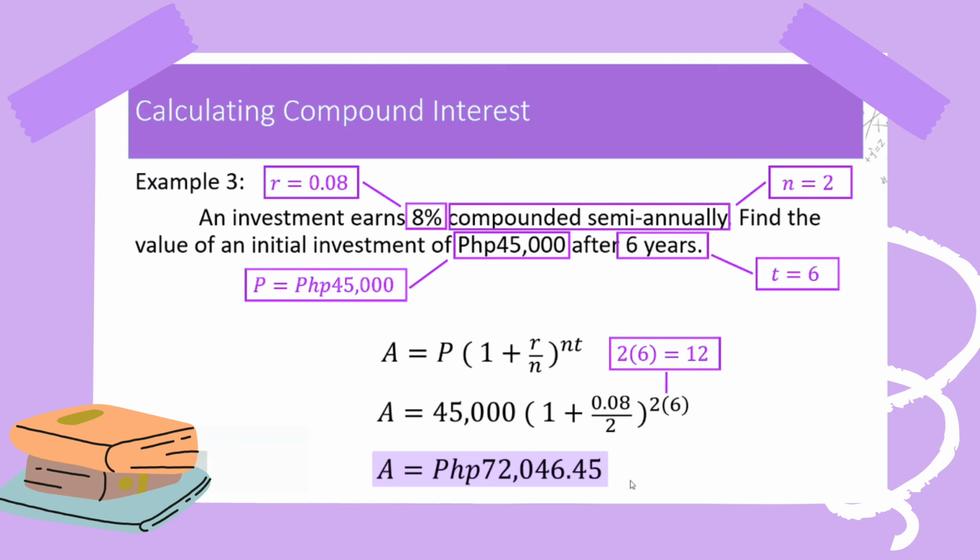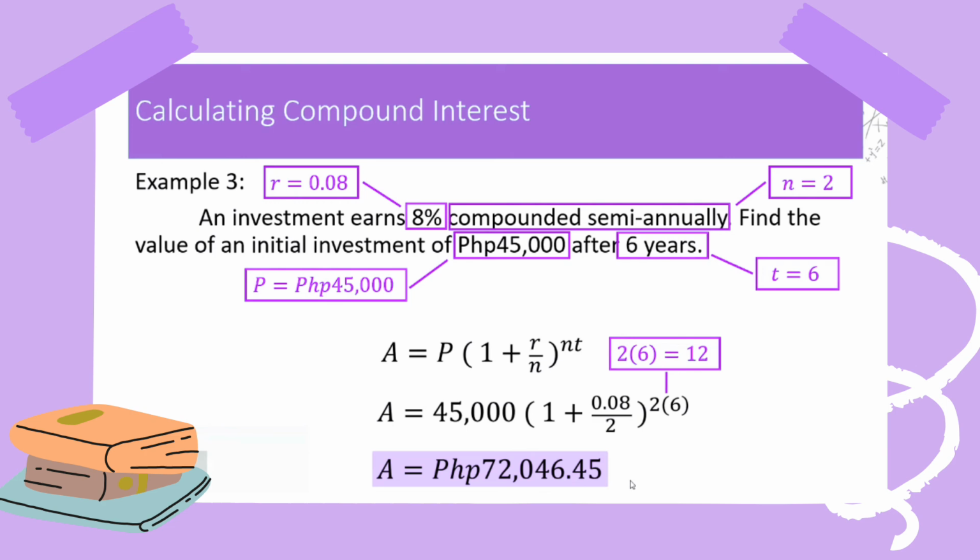Then multiply it by 45,000. 45,000 times 1.600921 is equals to 72,046.45 pesos. So, after 6 years, the total amount will be 72,046.45 pesos. Ibig sabihin, kung nag-invest ka ng 45,000 pesos at may 8% interest rate compounded semi-annually, after 6 years, lalaki na ito sa 72,046.45 pesos. Ang difference ng total at ng principal ay compound interest na kinita mo.